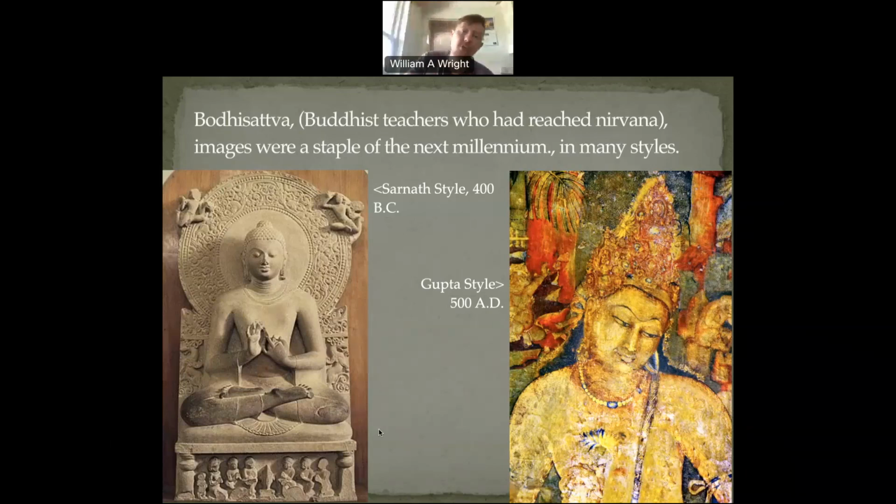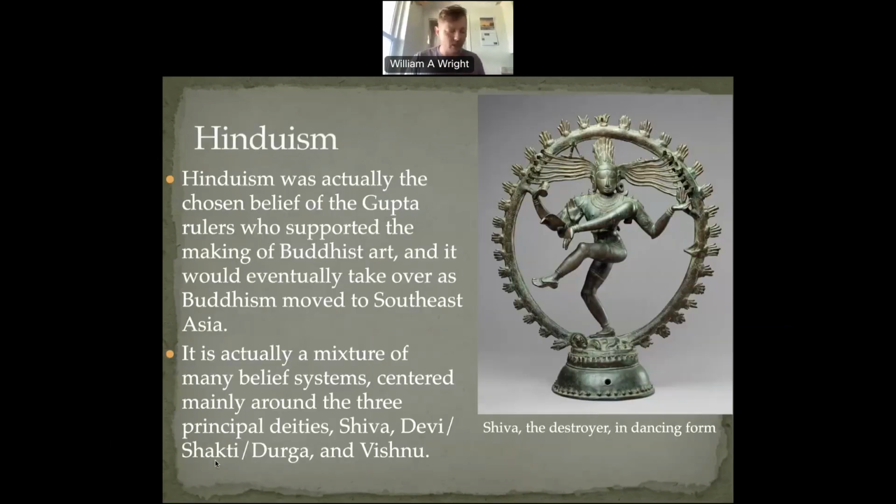In any case, for that 1,000 years, there's this large focus, like I've said, on Buddhism, but Hinduism is always there, right? It's always in the background. It's the basis of what was actually the chosen belief of the Gupta rulers. Although they did support the making of Buddhist art, Hinduism was their chosen belief, right? And we knew that it was around from ancient times, and they start to put it more together.